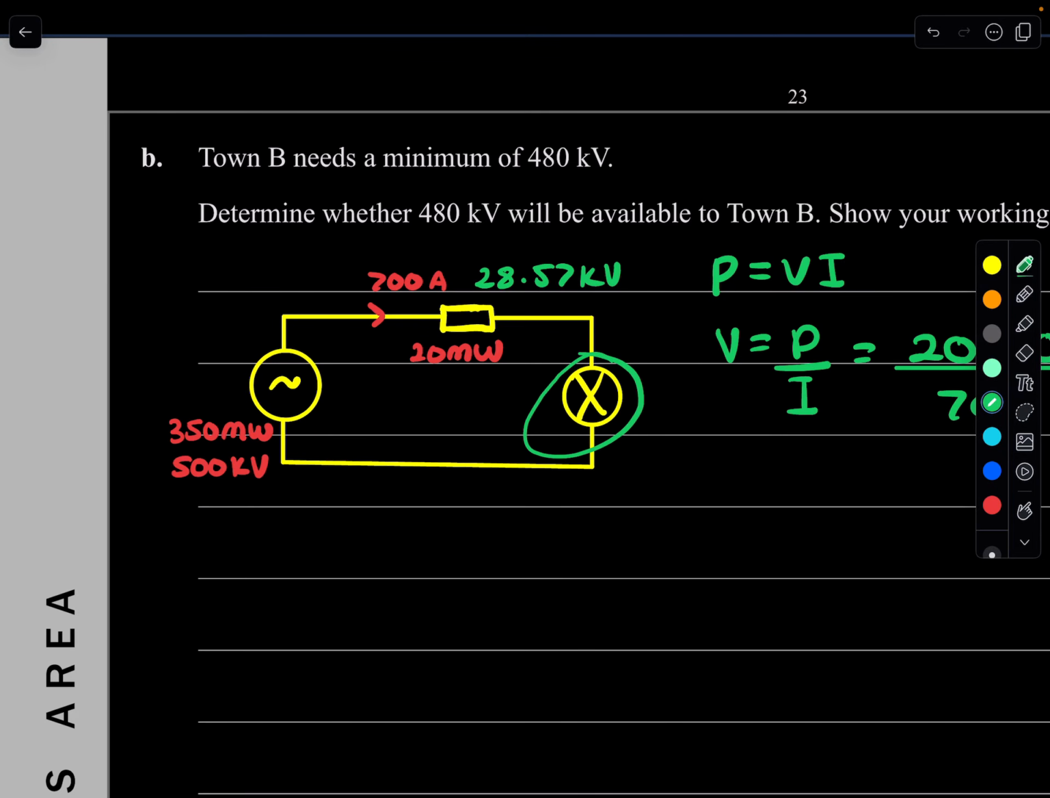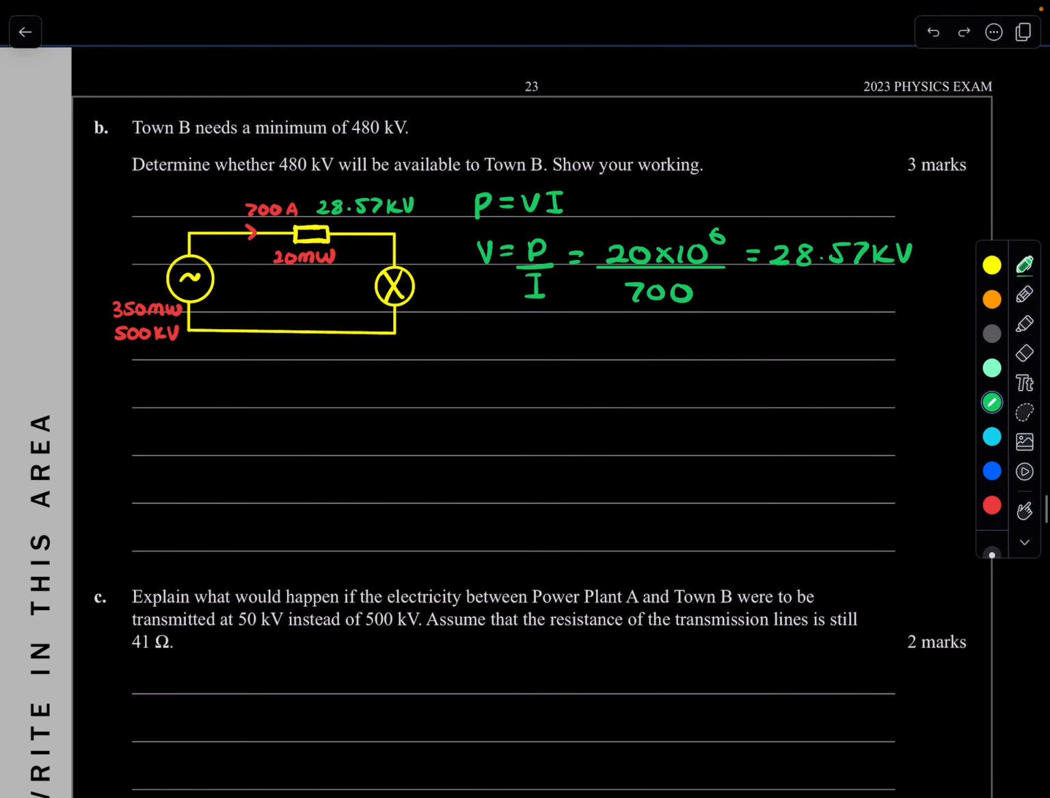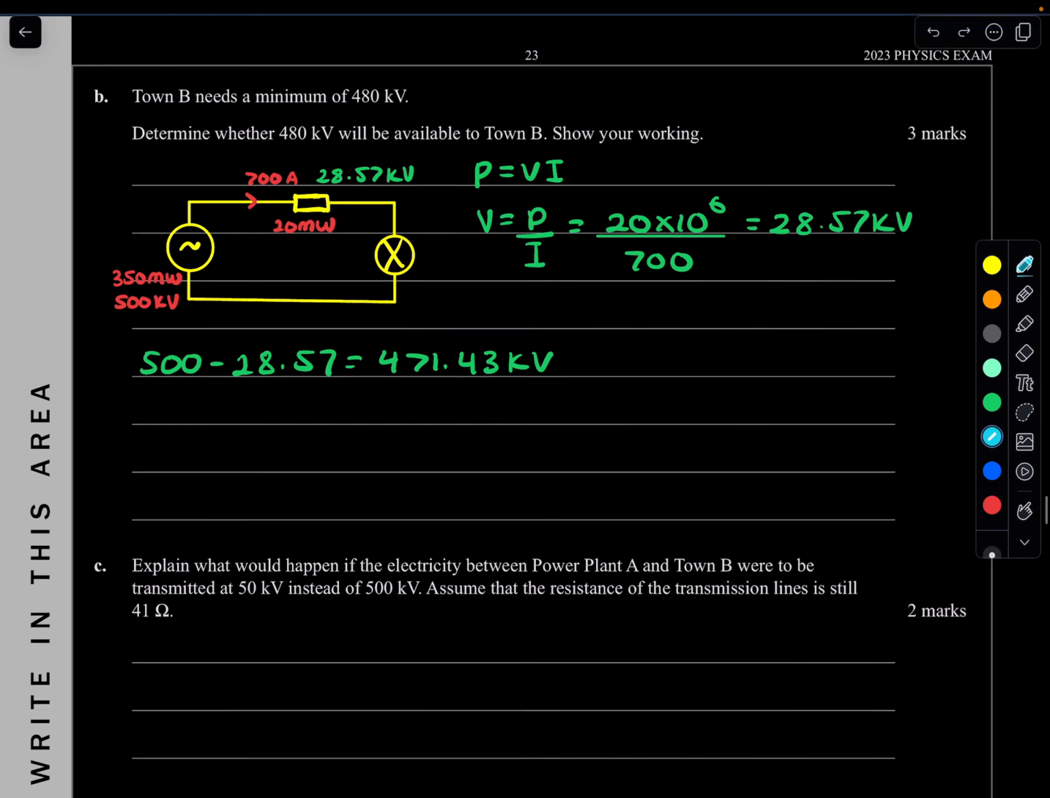And so basically, if we're providing the whole circuit with 500 kilovolts and this is using this much, what's left out with this? It's basically 500 minus 28.57, which is 500 minus that. We're left out basically with 471.4, basically 3 kilovolts. Now, we need a minimum of 480, but we're basically giving town B this much, which is less than our 480. So there won't be enough power. So no, there won't be enough.